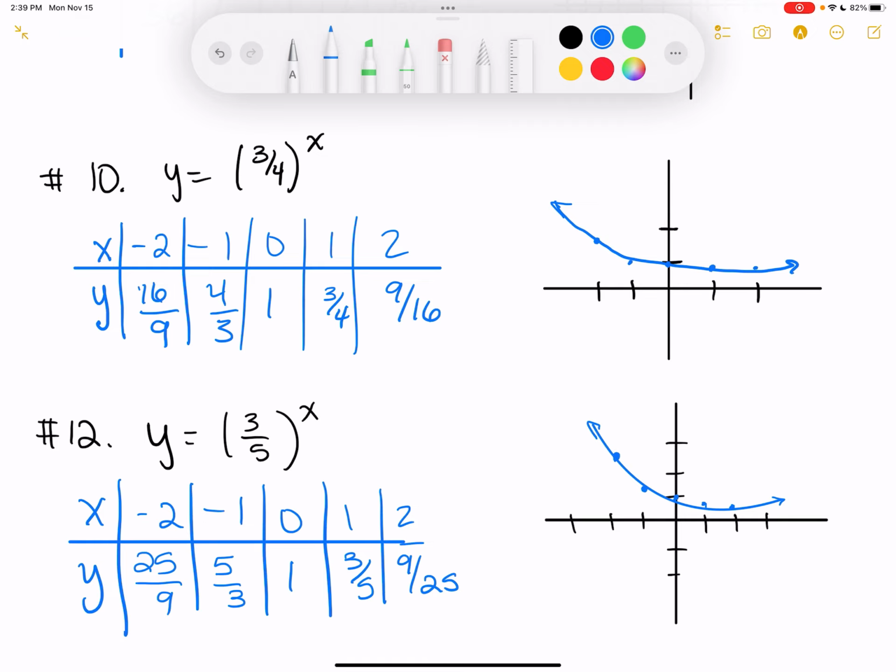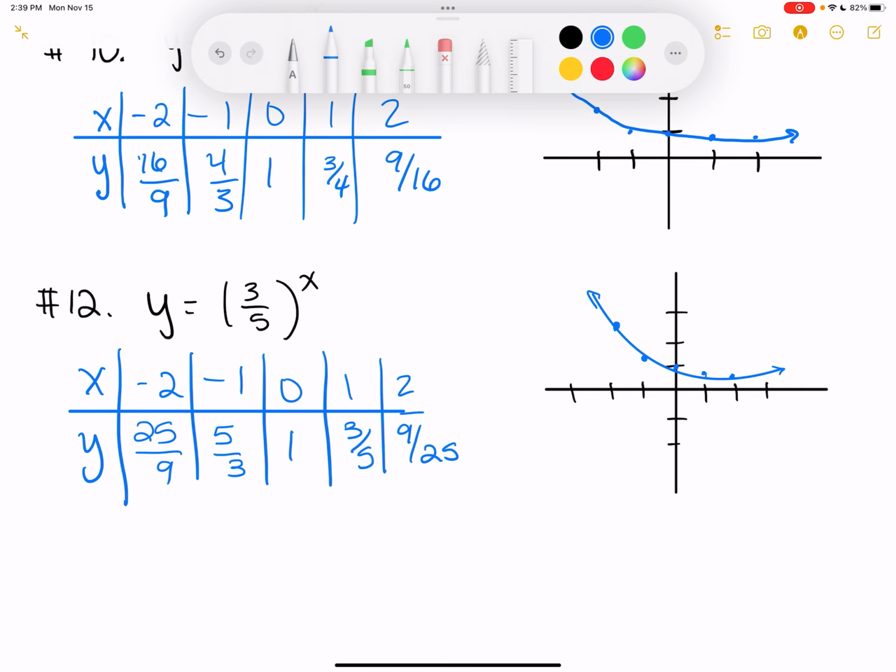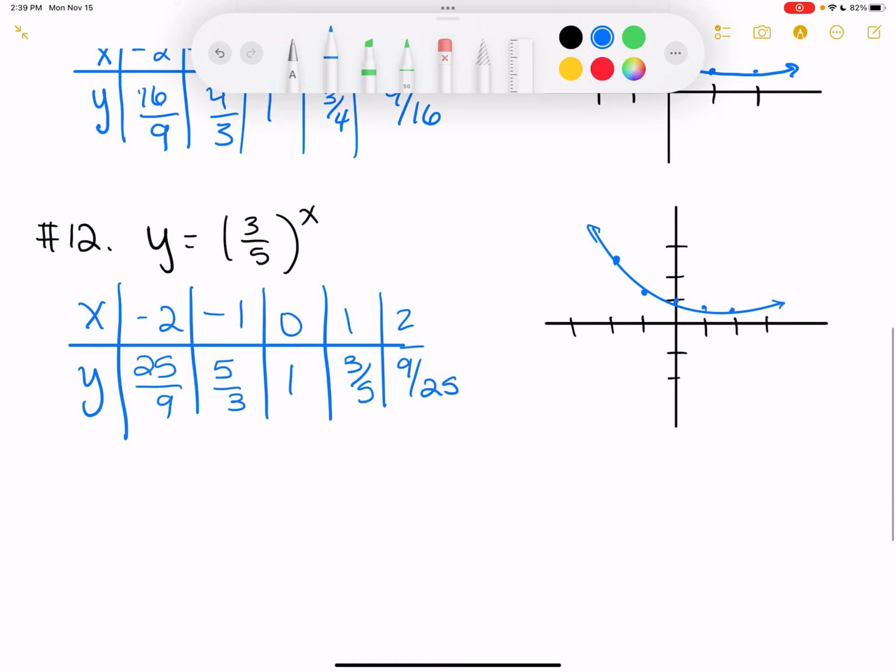All right, we go with that type. Yes. All right, let's jump down to the ones that have a number in front. We're just gonna do a couple of these ones. All right, number 20. y is equal to 5 times 1/4 to the x.